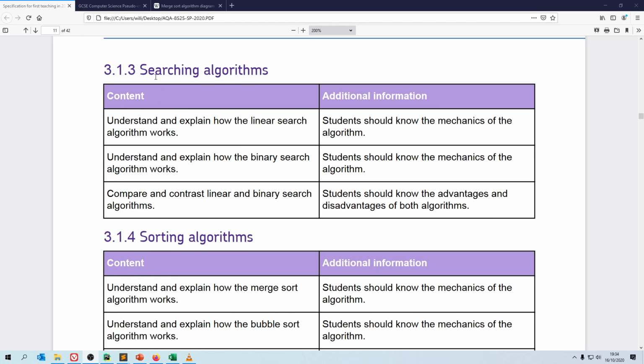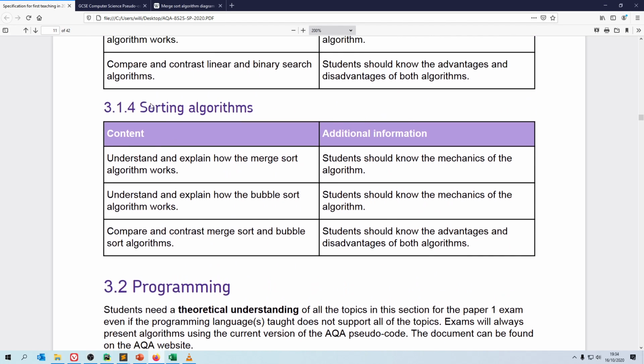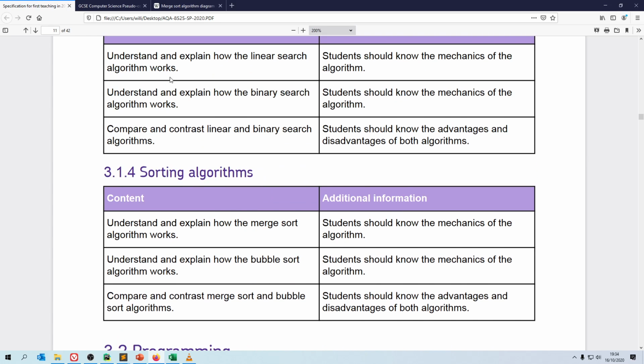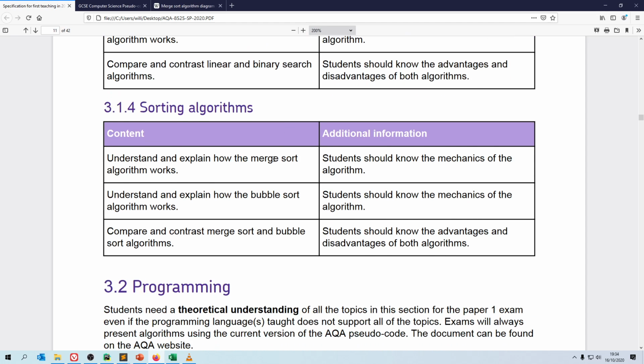So we did our searching algorithms last time. Now the final one in this section is sorting algorithms. And just like with the previous section, we have two to learn and we have to learn the differences. Merge sort, bubble sort, and then compare and contrast.